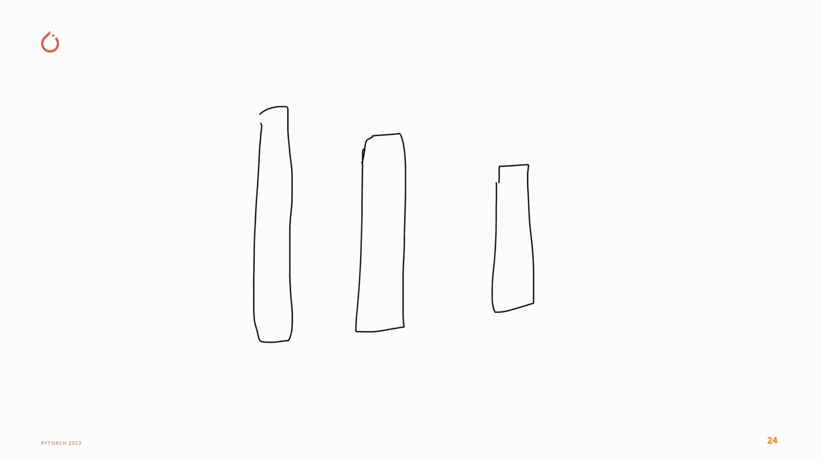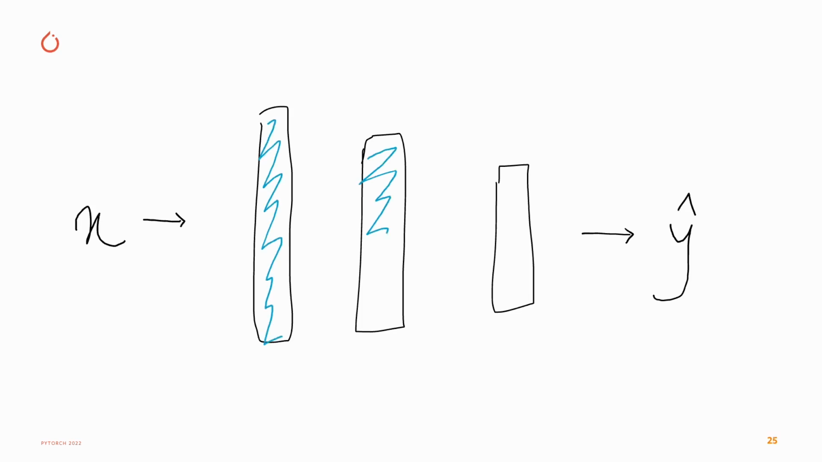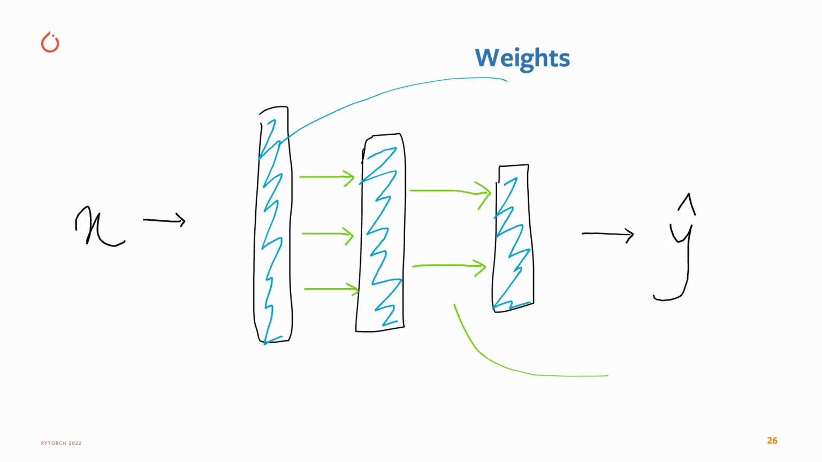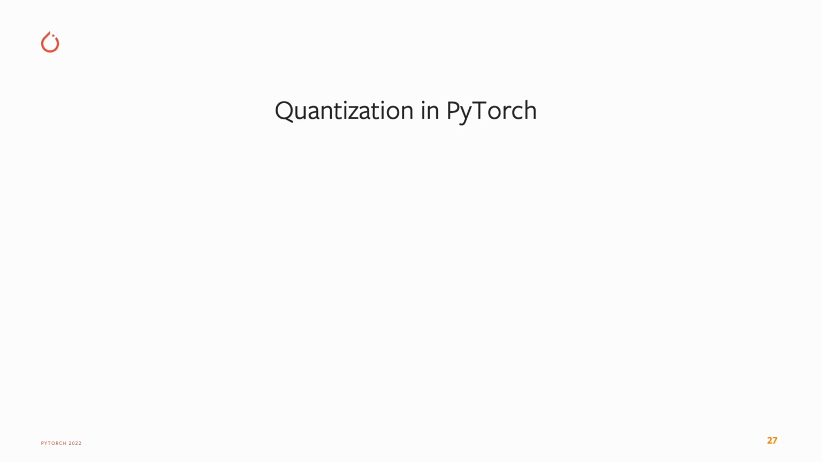So a quick primer. Within a neural network, there are two primary candidates for quantization. The first being the weights or the parameters of the neural network, and the other being the activations or any intermediary outputs within a neural network. So let's take a look at some of the techniques to quantize neural networks in PyTorch.